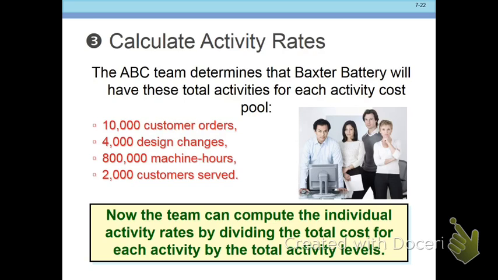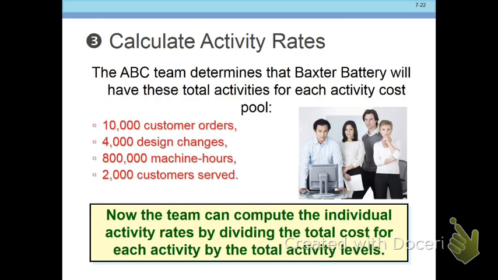Where we left off is we used the spreadsheet and we calculated the percentages. Now we multiplied the percentages by the overhead for the various categories. And if you'll recall, we did not have to allocate direct materials, direct labor, or shipping expenses. So now what we're going to go ahead and do is calculate the activity rates. And to do this, we have to know the number of activities in each pool.